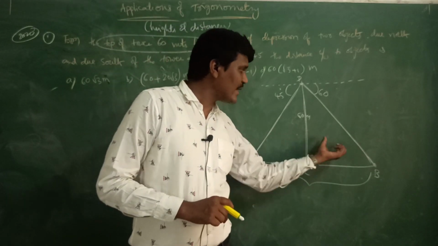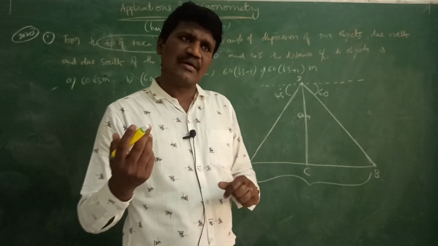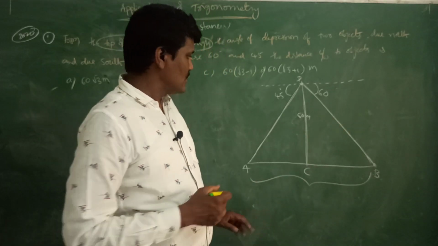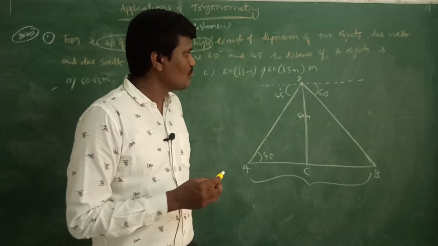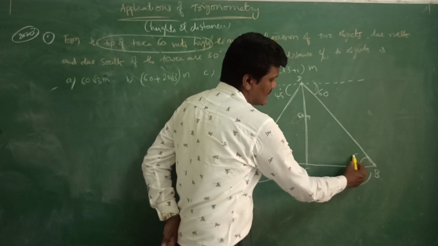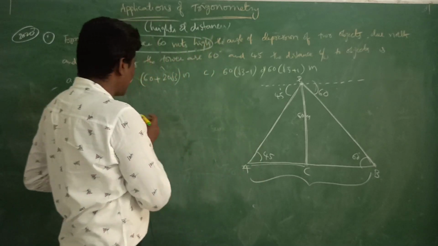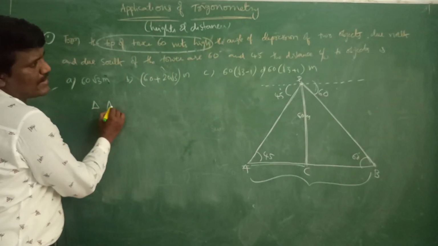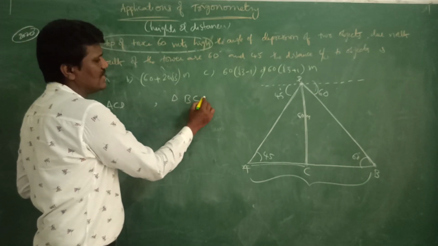That means two right angle triangles have come. It is a big question, but no problem, you can easily do it. So if it is 45, it is also 45. If it is 60, it is also 60. Now this is one diagram. So the first triangle is ACD and the second triangle is triangle BCD.